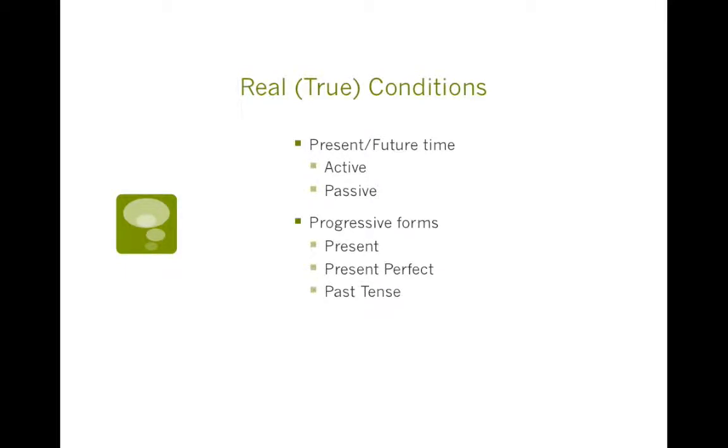So for real or true conditions, these can be done in the present or future time or in the progressive form. So the present and future time are the active and passive voices, and the progressive forms can be in the present, present perfect, or past tense. And a lot of times these include words like can, may, would, should, could, might, or must.